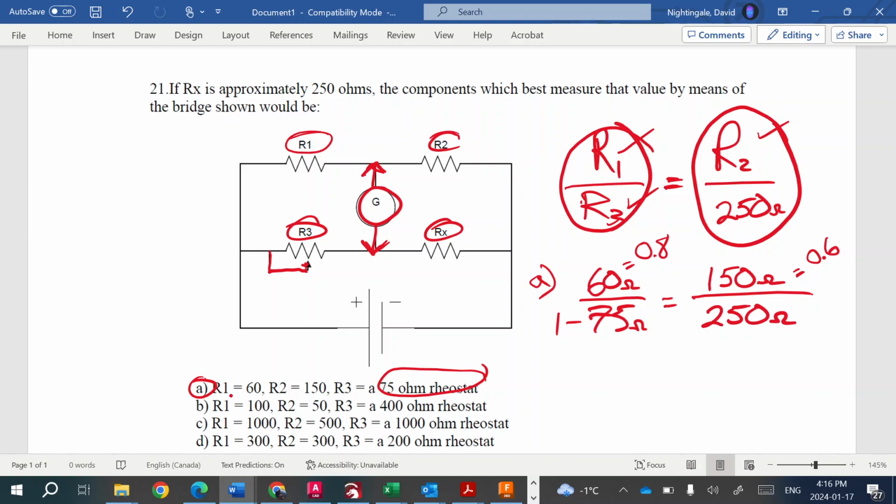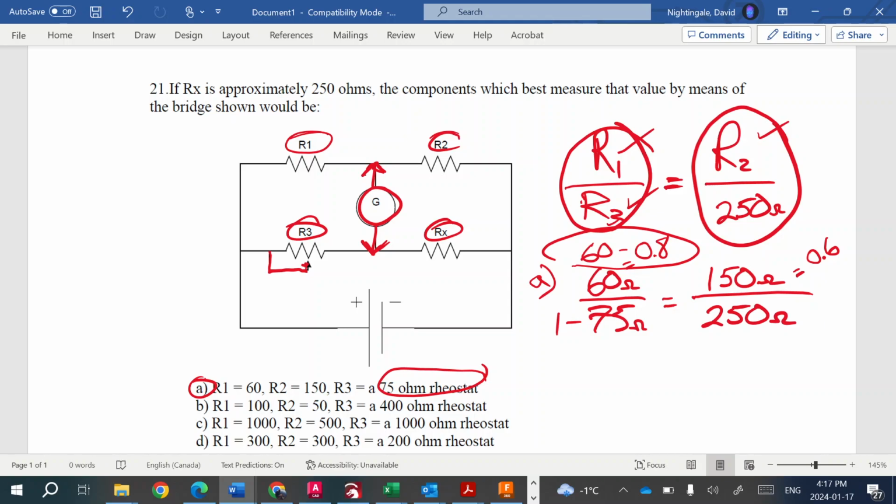But the beauty of a rheostat is that you can adjust the resistance. So as we go down, if we go to our minimum resistance, 1 ohm, well, 60 over 1 would give us 60. So we have a range of ratios from 60 to 0.8. All right, that's our range of ratios. And you'll notice that 0.6 does not fit inside that range. And so therefore, you wouldn't be able to use this configuration of resistors in a rheostat to balance that circuit.